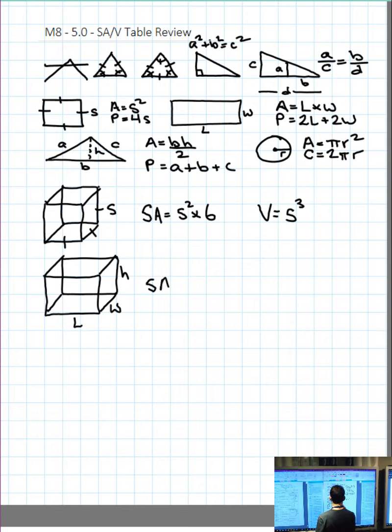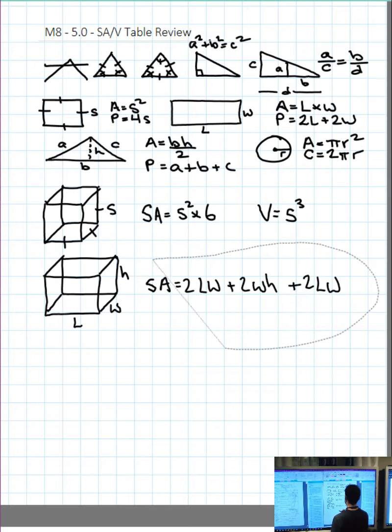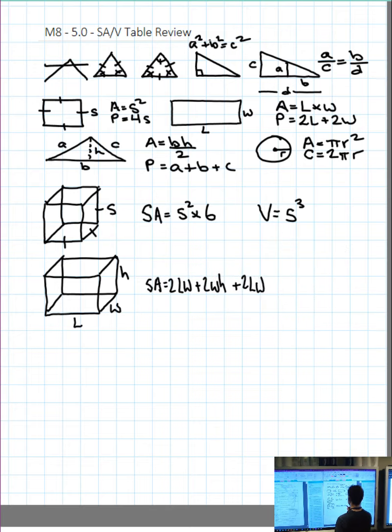The surface area will be, well, we have the area of all the sides, so we have length times width, plus width times height, plus length times height. But there's 2 of each of those. So the formula is 2 length widths plus 2 WHs plus 2 LHs. I'm going to shrink that up a tad. I hope you're writing a little bit smaller than I am, but I need to write large so it's clear.